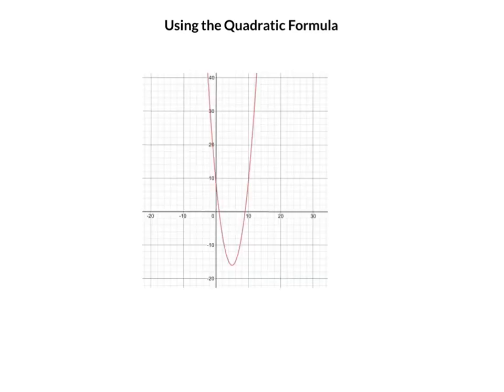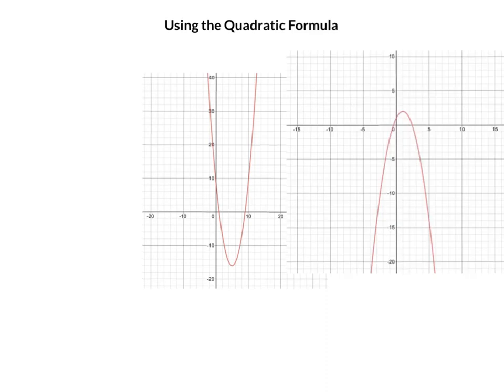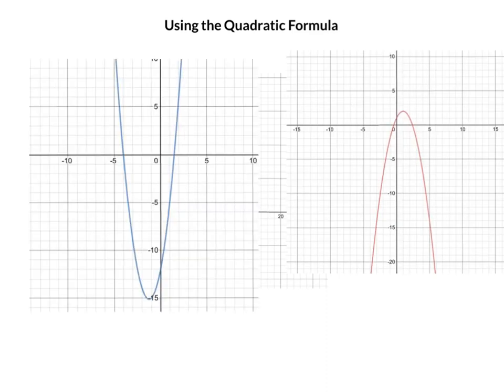It could look like this, or even this. So anytime you're dealing with a quadratic function, you're going to see a parabola when it's graphed. So how does the quadratic formula play into that? Well, the quadratic formula helps us find the zeros, the roots, or the x-intercepts.